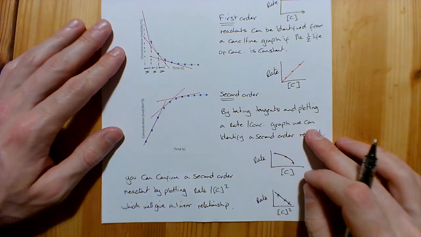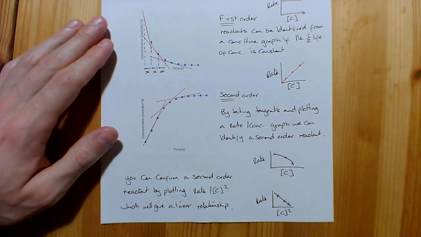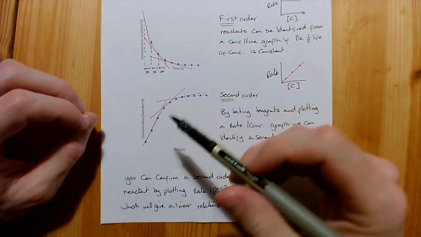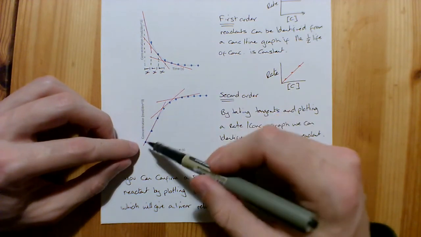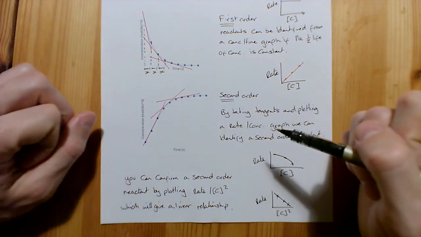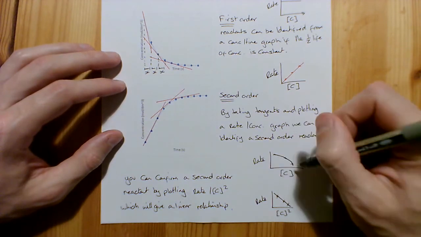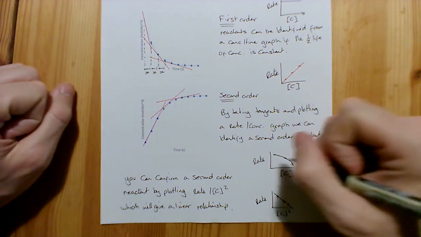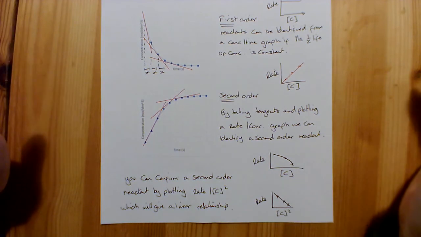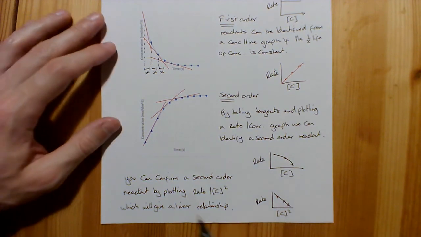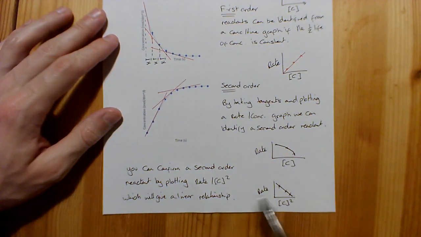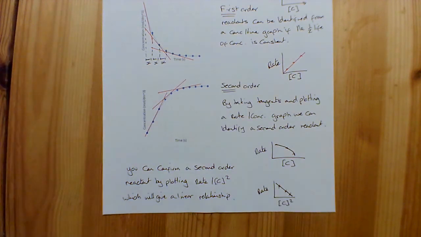And finally, if we have a second order reactant, then what we can do is take the tangents and the gradients, and plot those, and again, if you have an exponential relationship between rate and concentration, then it is second order. And just to confirm that it is second order, you can plot rate against concentration squared, and if you get a nice linear directly proportional relationship between rate and concentration squared, then you have proven that it is a second order reactant.